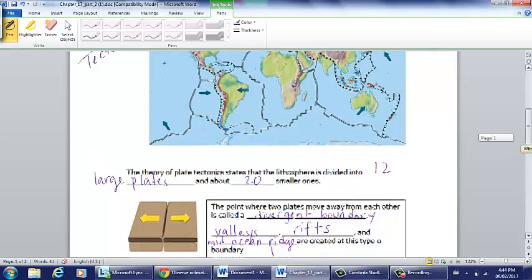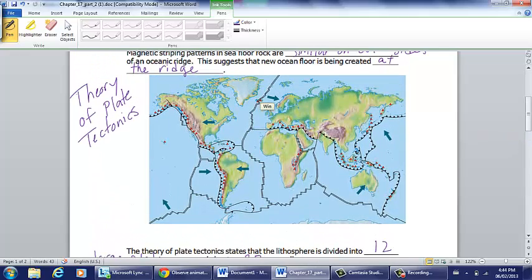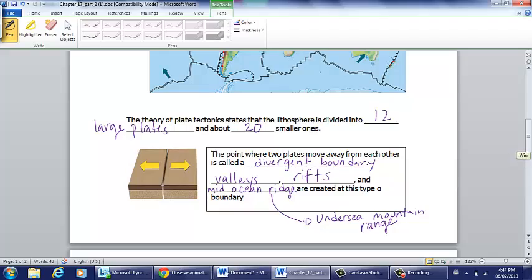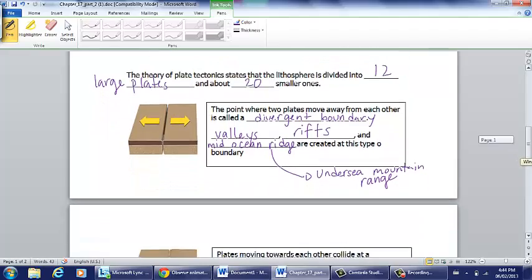So if we look back up to this other diagram, all along here, this is a divergent boundary, and we have mid-ocean ridge all along that. So it's an undersea mountain range. And that's because the magma rises up and fills in that crack and rises up above the level of the seafloor.